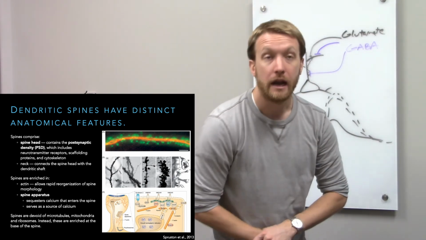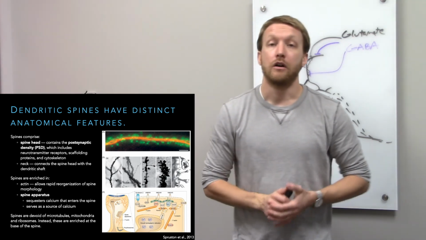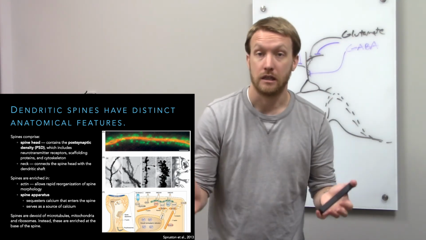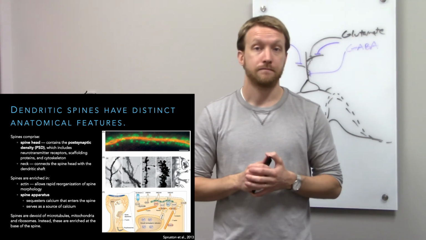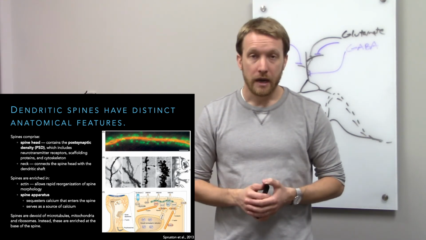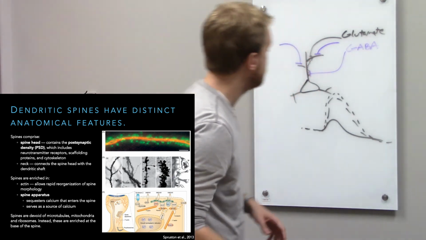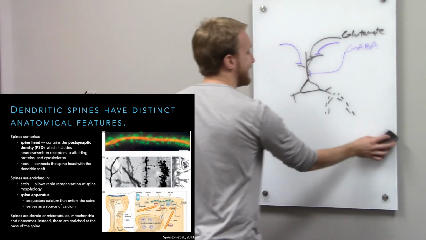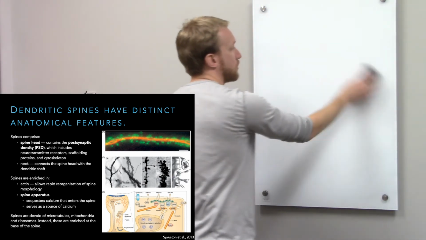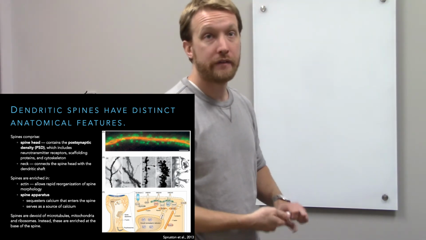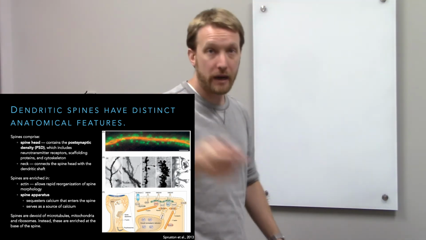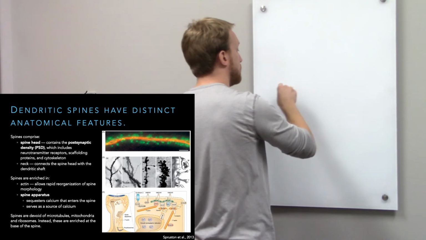So with that little bit out of the way, we're going to think of dendritic spines as excitatory synapses, because they usually are. The dendritic spine is going to have two parts. It's going to have the spine head, and that's where we have the postsynaptic density. And it's going to have the spine neck. And that's where we're going to connect the head to the dendritic shaft, and that's where we're going to find the spine apparatus, for example.